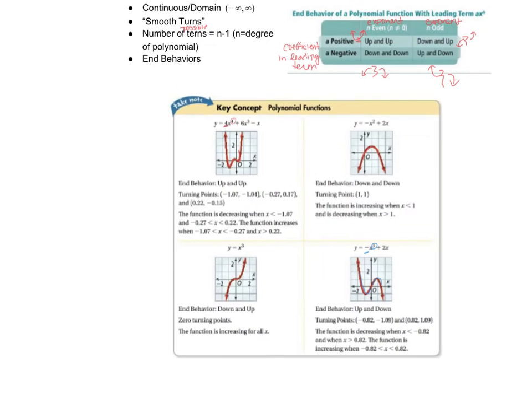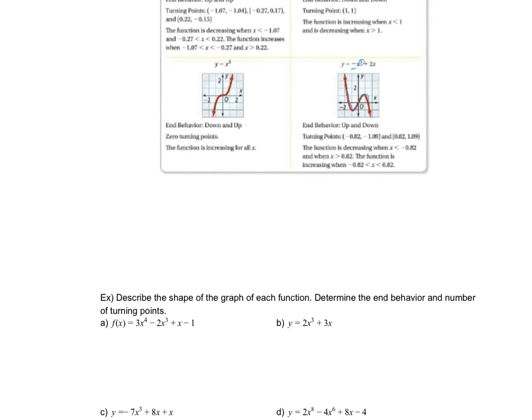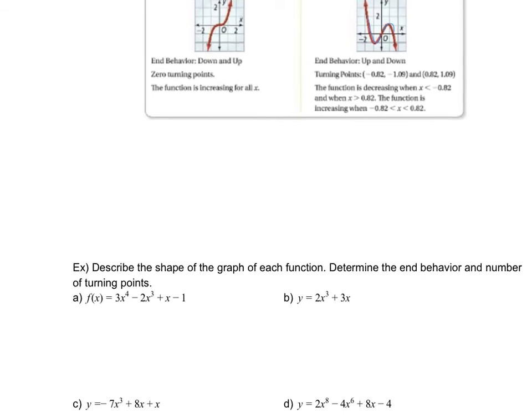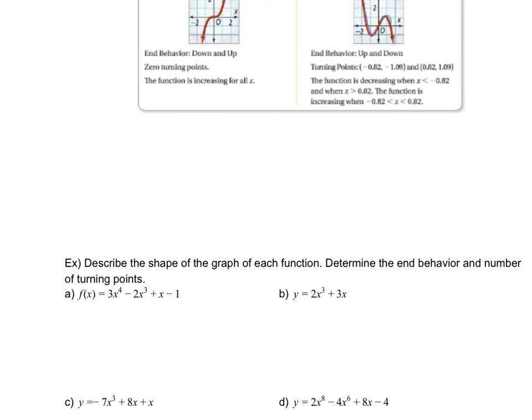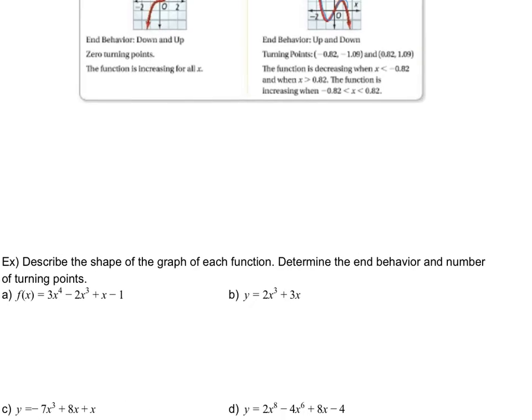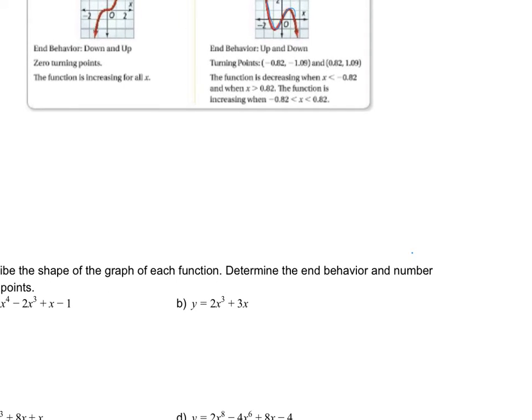Okay, so again, I know this is a lot thrown at you pretty quick, just something to definitely reference back to. And whenever you're doing the homework and you're referencing back, it will start clicking. Okay, so describe the shape of each function and then determine the end behavior and number of turning points. So remember, the number of turning points, or I should say possible turning points, is n minus 1, and n is your largest power.